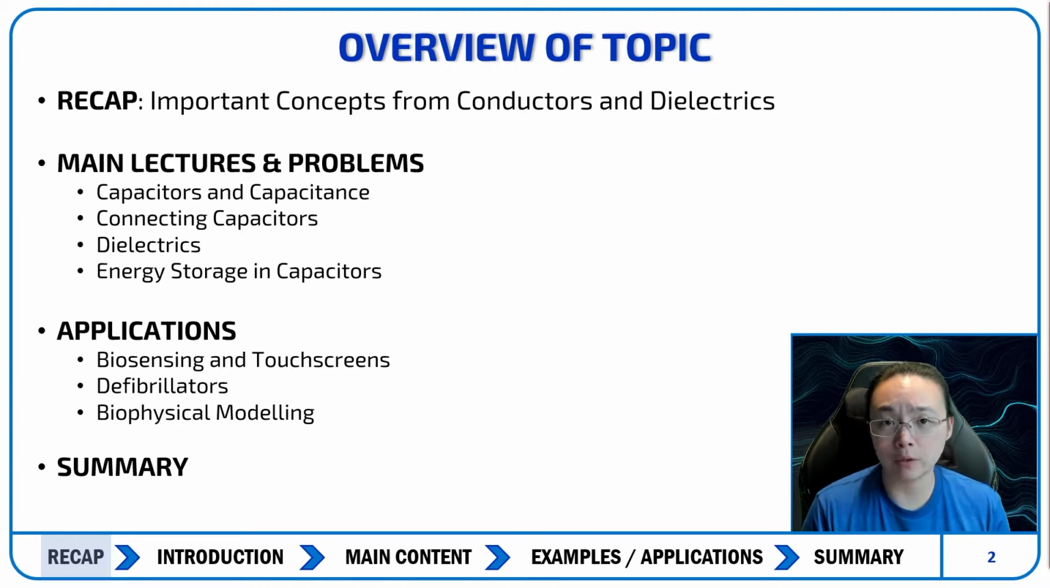Now, once we have a good overview of all of these different topics, we're going to move on to applications. So we can talk about biophysical modeling through, let's say, assuming that the two layers of the cell membrane are parallel plate capacitors. We can take a look at biosensing and touch screens. So anytime you use your mobile device and you're touching the screen, that is also considered some sort of capacitance between your finger and the device itself. And of course, for medical physics, we're going to be taking a look at defibrillators, which use capacitors to store a lot of energy to deliver electrical shocks.